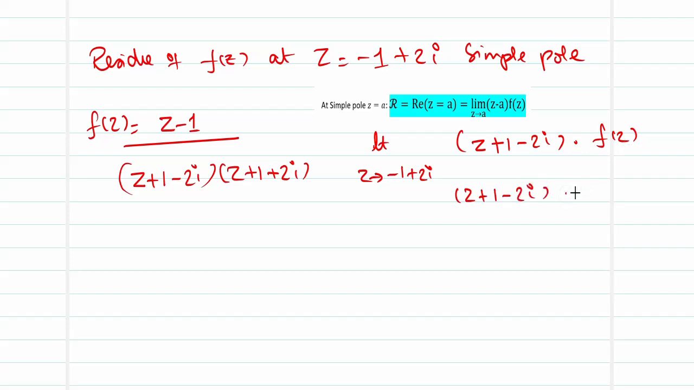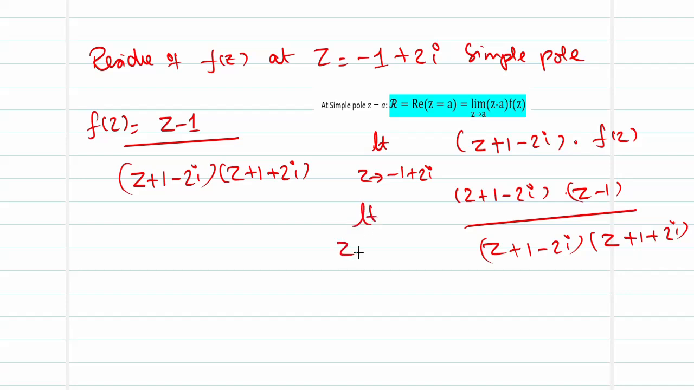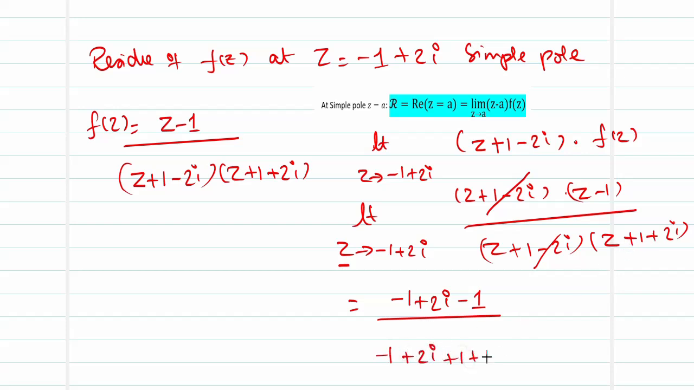Now copy paste our function. This is going to be my function z minus 1 divided by z plus 1 minus 2i and z plus 1 plus 2i. Now when I allow my limit z tends to the pole minus 1 plus 2i, this quantity gets cancelled off with this quantity, leaving us with just the remainder of it. Now fix your z at minus 1 plus 2i in all the positions. This gives us minus 1 plus 2i, there is a minus 1 over here, and the denominator is minus 1 plus 2i plus 1 plus 2i.